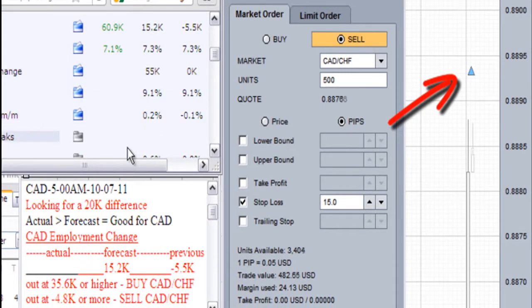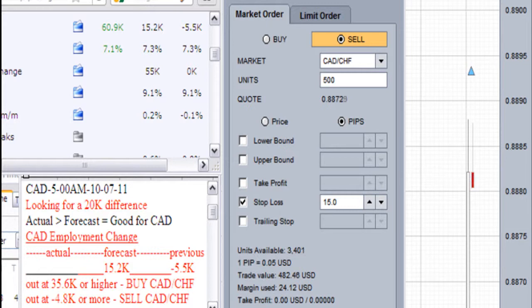In this case, the employment change was good, with an actual report of 60.9K, higher than the forecast of 15.2K by 45.7K, and higher than the trigger point of 35.6K by 25.3K. The unemployment rate came out lower than forecast of 7.3% by 0.2%, and was good for the Canadian dollar. These 2 reports were not in conflict.